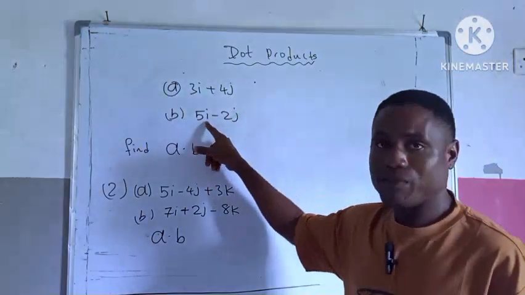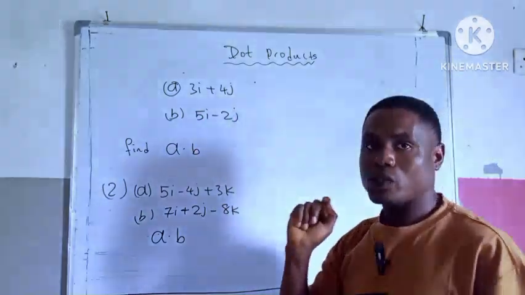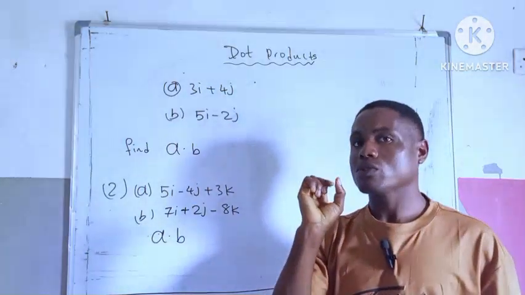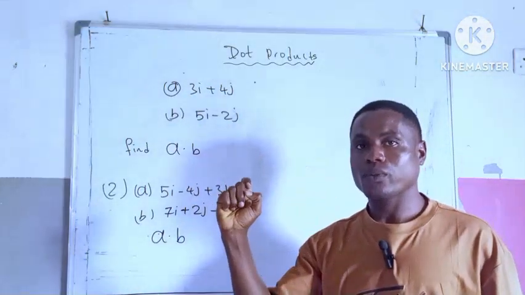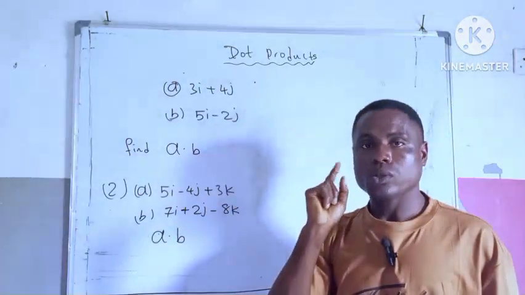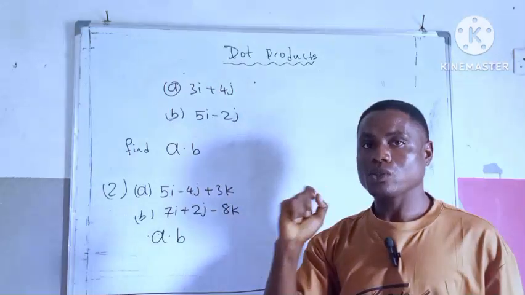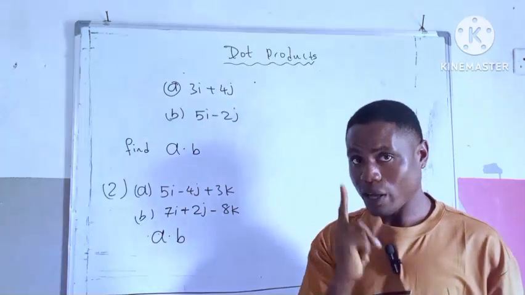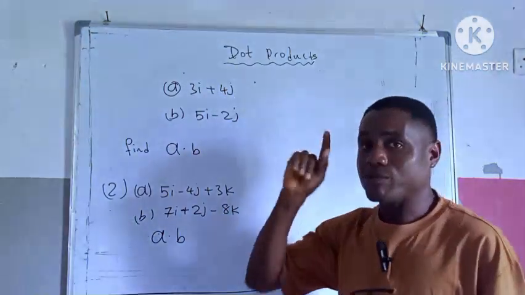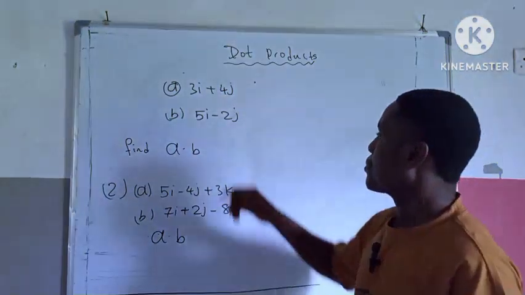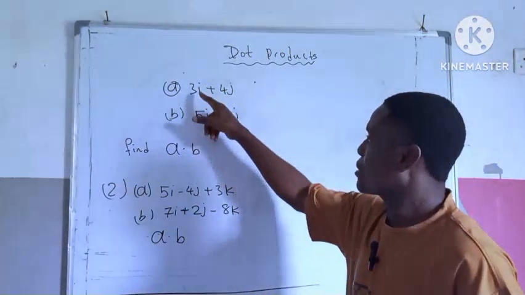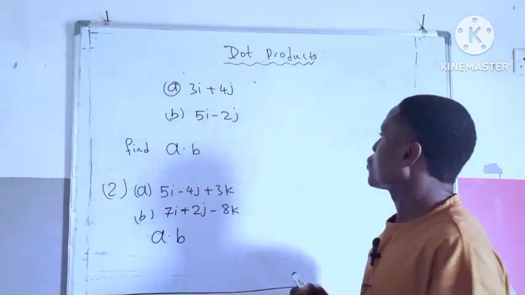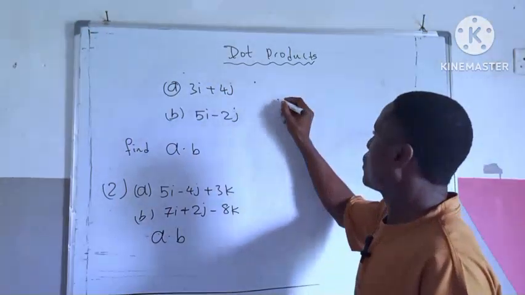3i and 5i, then you multiply them together. So what you need to do is don't add the alphabet. When it comes to dot product, don't add the alphabet. It's not the same thing as addition or subtraction. Only make use of the values. So these are the like terms: 3i and 5i, then 4j and minus 2j.